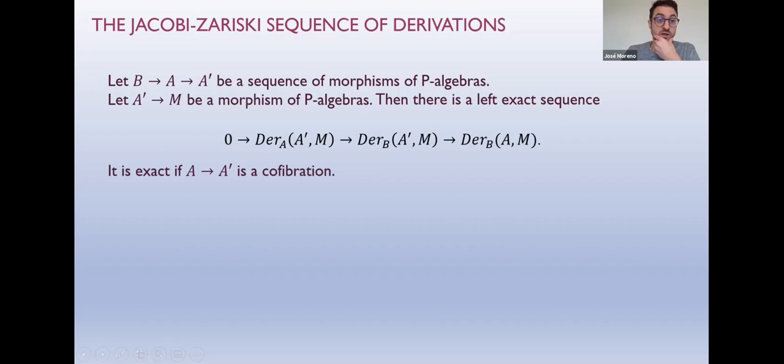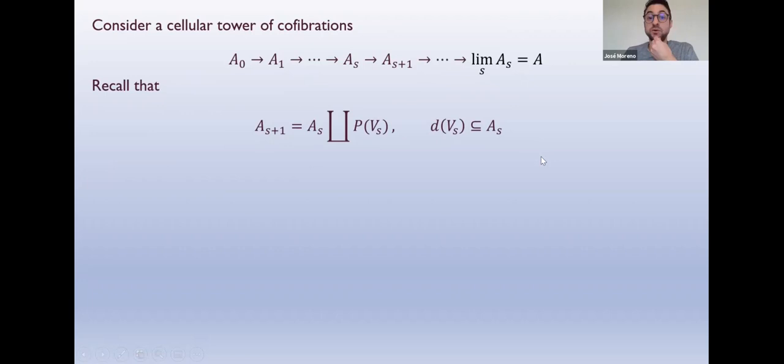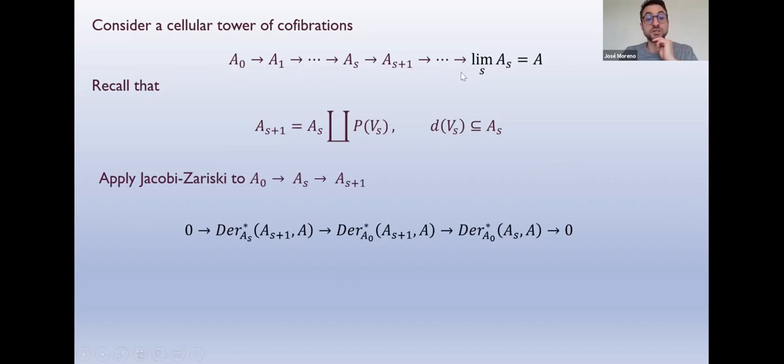Whenever we have a cellular tower of cofibrations like this one, and I've written there what that means, then we can apply this Jacobi-Zariski sequence to triples of maps here, choosing in some way. If you choose this triple, then you can cook up a short exact sequence like this, and you can do this for every S. So now everything is formal. We saw before that you can produce spectral sequences from filtered modules in the first talk this morning, but you can also have exact couples. So that's what we're going to do.